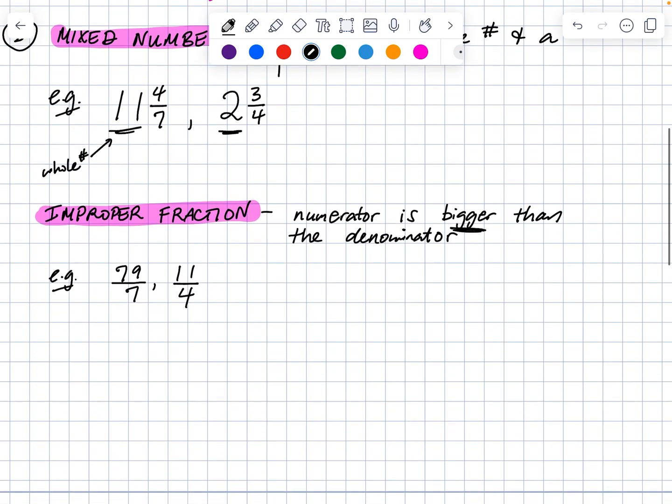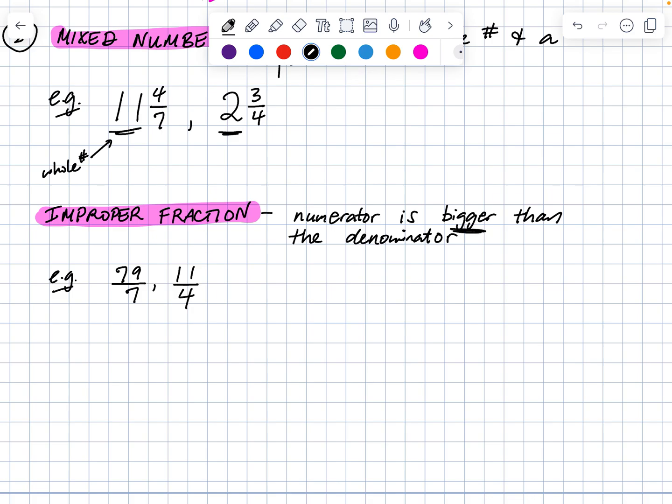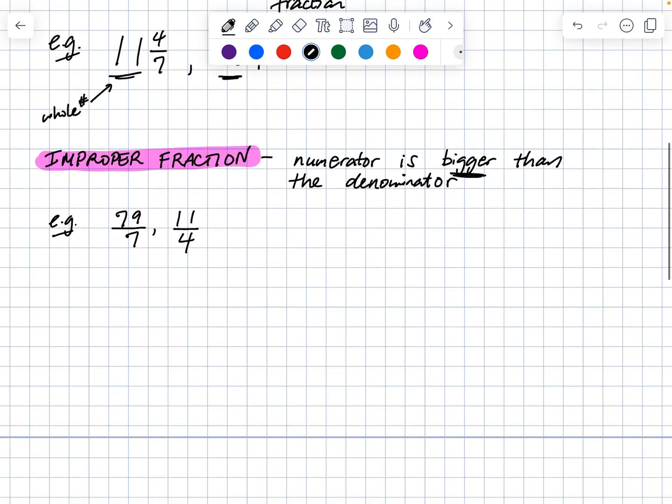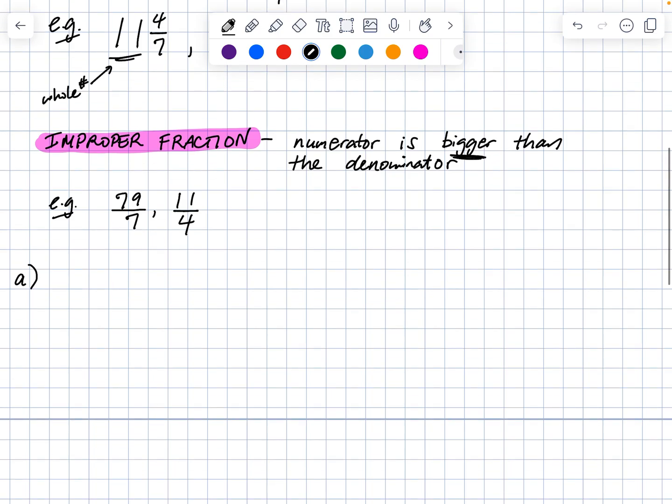Okay, so the main goal of this lesson is to learn how to convert mixed numbers to improper fractions and also how to convert improper fractions to mixed numbers. I'm going to start off with sort of the easier way, which is going from a mixed number to an improper fraction. Okay, so jot this down: how to convert mixed numbers to improper fractions.